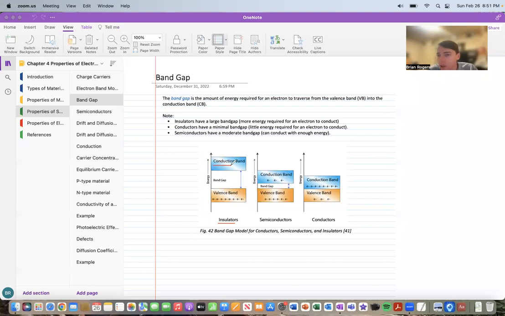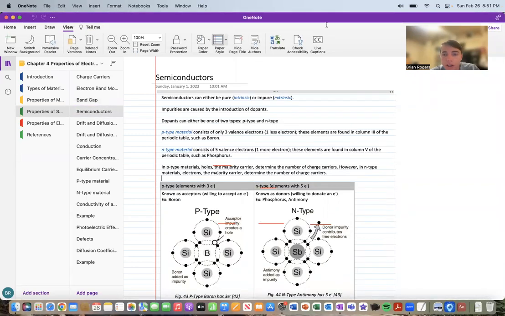In insulators, there's no conduction. It's very hard for electricity to flow through an insulator, such as wood or plastic. Whereas in semiconductors, it is easier for electrons to flow. There's a smaller band gap. And then finally, for conductors, there's almost no band gap. So notice that it's the easiest for conductors for electrons to flow from the valence band to the conduction band. Now we're going to talk about semiconductors.